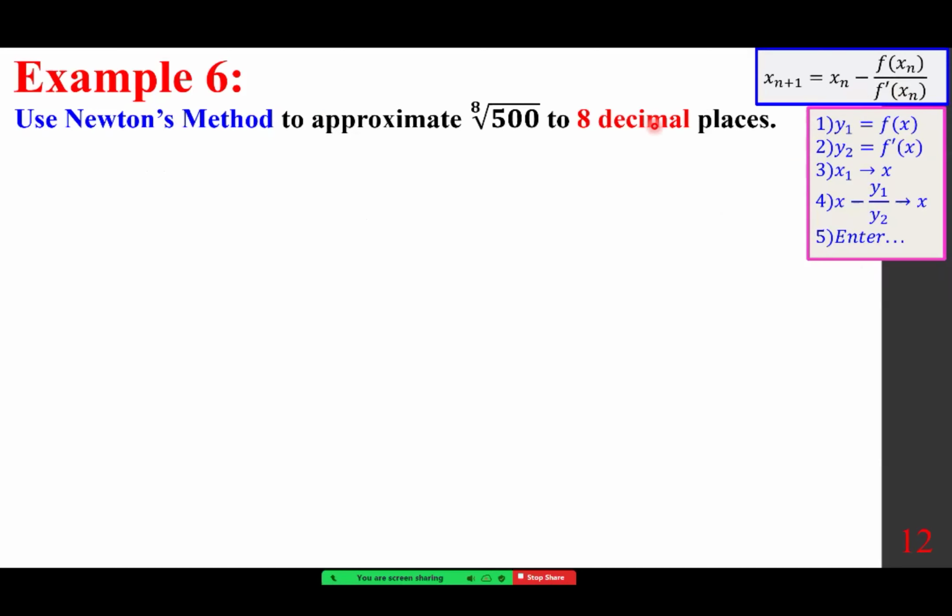So first and foremost, what is this? Let's call it x. So if I raise both sides to the power of 8, I get x to the power of 8 equals 500. So if I bring the 500 to the left, it becomes x to the power of 8 minus 500 is 0. So the function is x to the power of 8 minus 500. Why am I coming up with the function? Because the root or 0 or x-intercept for this function is the same as the 8th root of 500. Please understand the concept.